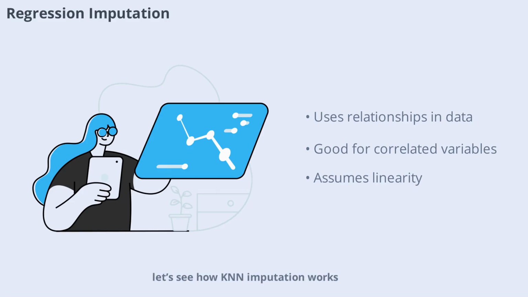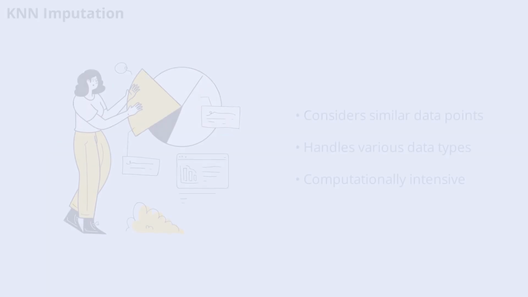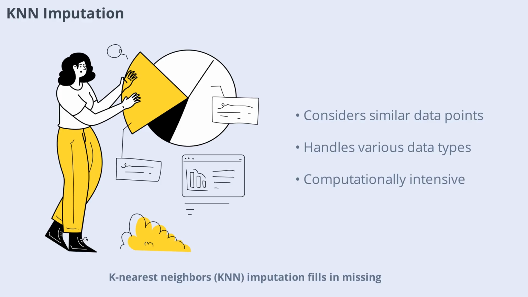Next, let's see how KNN imputation works. K-nearest neighbors (KNN) imputation fills in missing values by looking at the closest data points, or neighbors, in the dataset. It considers the similarity between rows to estimate what the missing value should be. KNN is flexible and can handle both numerical and categorical data. However, it can be computationally intensive for large datasets.